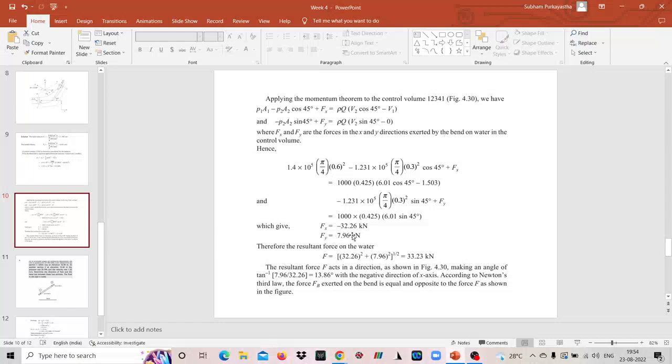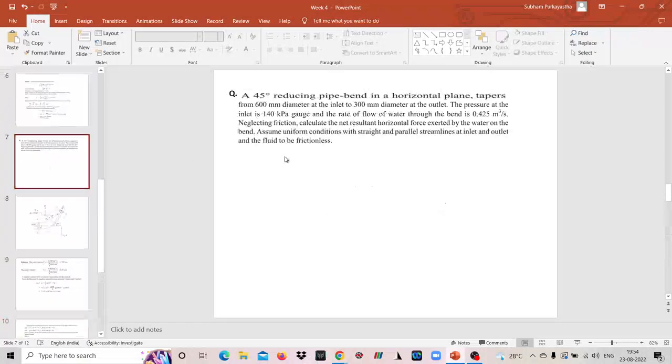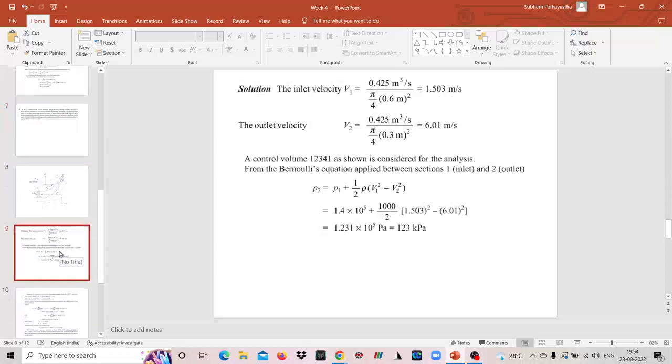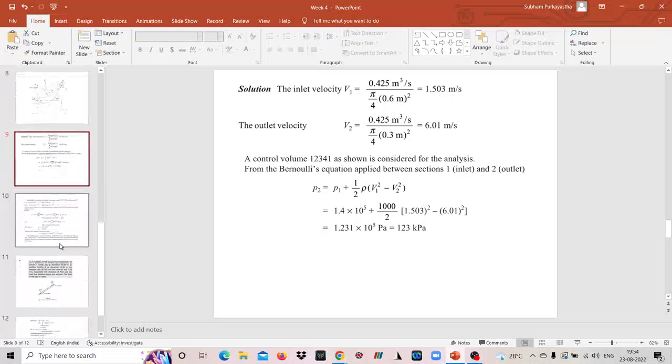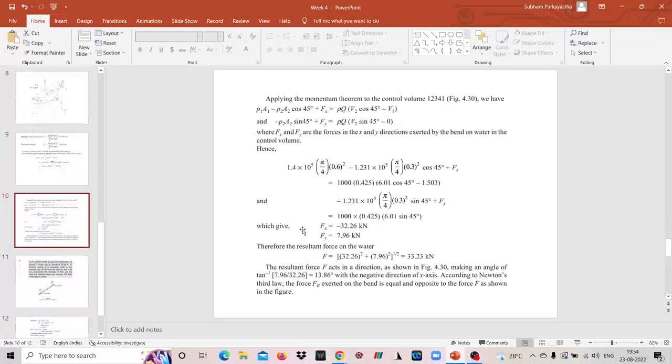So from there, you find the value of Fy, but this is Fx and Fy. In the question, it is only asked to obtain the net resultant horizontal force. So the net resultant horizontal force is Fx only, but if you want the total force, then you can find the total force as the vector summation of Fx and Fy.